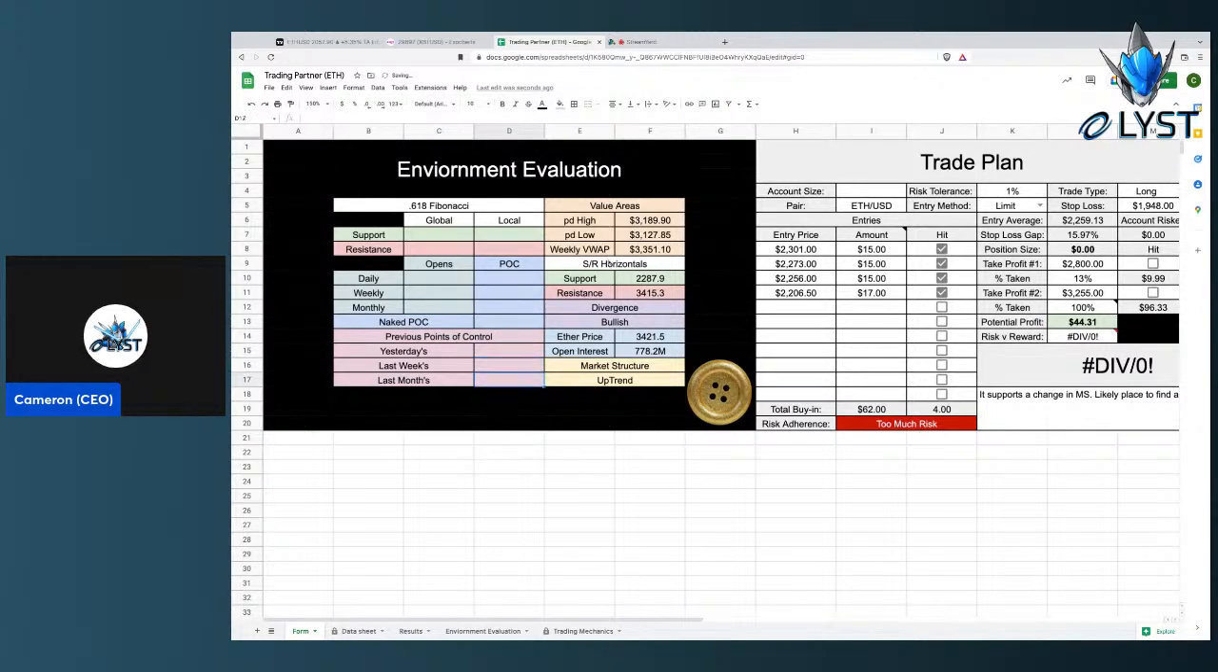Okay, perfect. Here we go. This is really cool because we always talk about how we start with the environmental evaluation, like where are we in the grand scheme of things? Are we in an uptrend? Do we have divergences? What are we really trading? What is the market doing? So let's start with this.